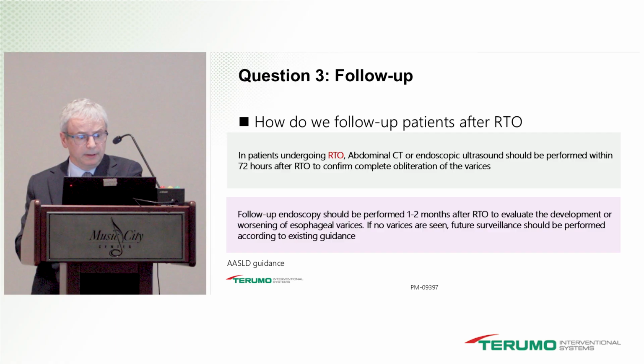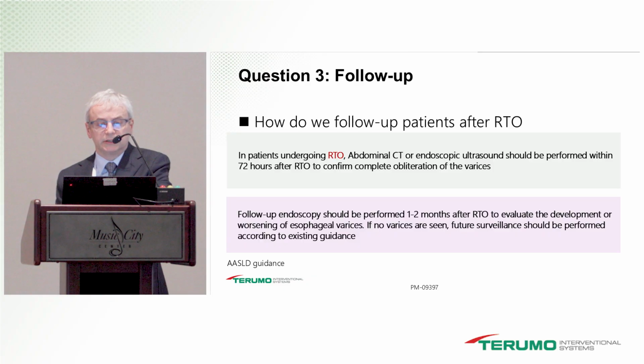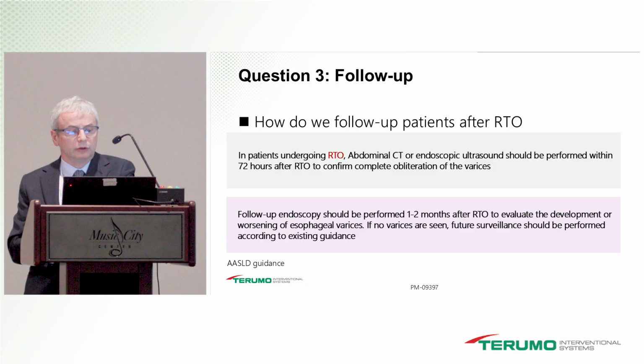For the follow-up after doing RTO, we do a CT to confirm that there is complete obliteration, and we do a follow-up endoscopy in 1 to 2 months to evaluate the development or worsening of esophageal varices. And if we see varices, we follow the regular treatments.